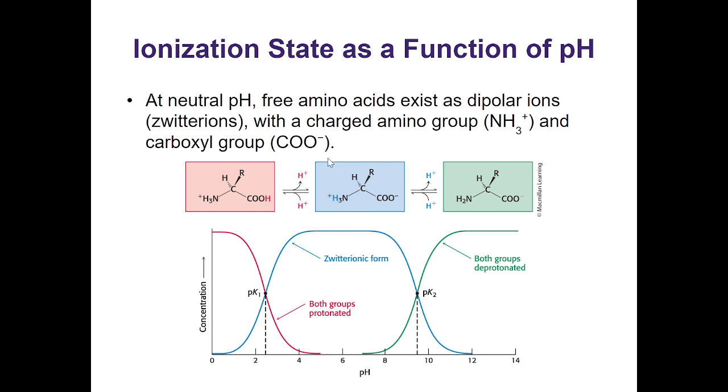Okay. So at neutral pH, free amino acids will exist as dipolar ions. These are called Zwitter ions. Anybody know where Zwitter comes from?